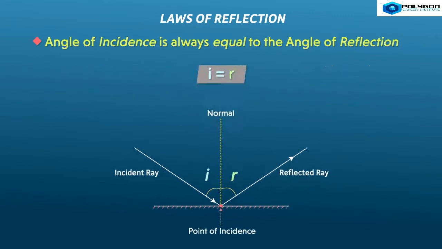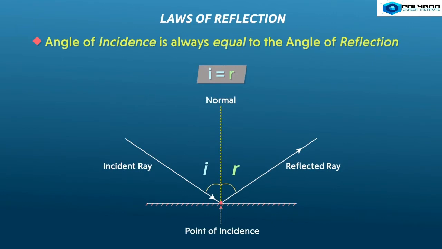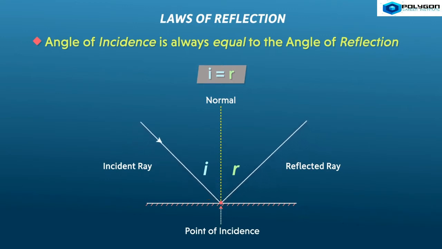Here, I is equal to R. If the incident ray strikes at this point, then the reflected ray will travel along this direction only. And this is to keep the measure of R the same as that of I. If I move the incident ray here, then the reflected ray will also move to keep the measure of R the same as I. So I will always be equal to R. Okay, so this was about the first statement. What about the second statement?